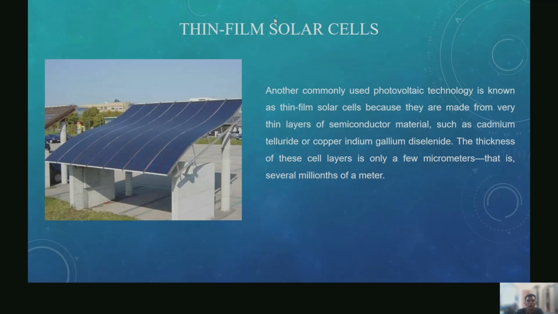For thin film solar cells, another commonly used photovoltaic technology is known as thin film solar cells because they are made from very thin layers of semiconductor material such as cadmium telluride or copper gallium diselenide. The thickness of these cell layers is only a few micrometers, that is, several millionths of a meter.